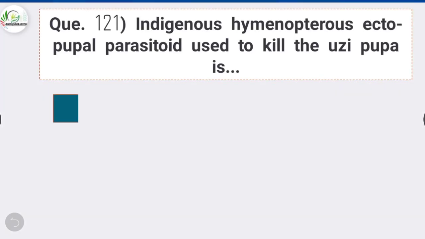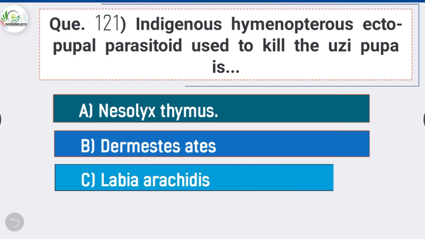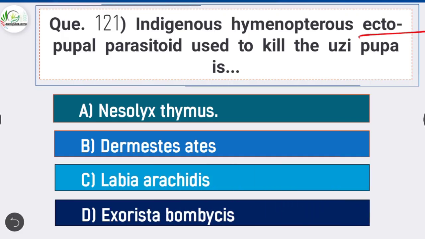Question number 121. Indigenous hymenopteran ectopupal parasitoid used to kill the uzi fly pupa is, and the correct answer is option A, Nesolynx thymus. Nesolynx thymus is an ectopupal parasitoid of uzi fly. About 40 to 60 parasitoids develop on each uzi fly pupa.